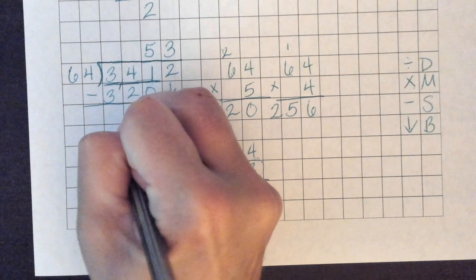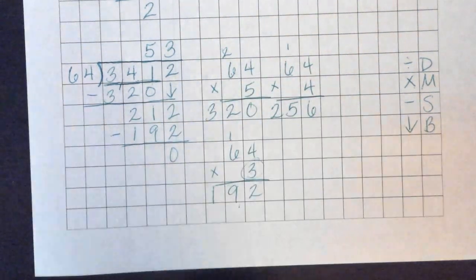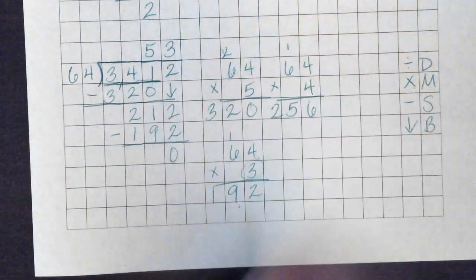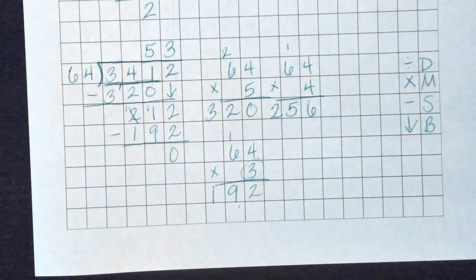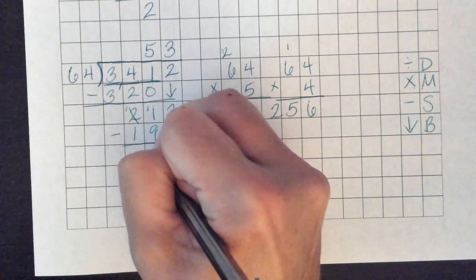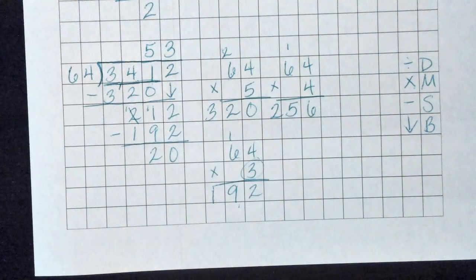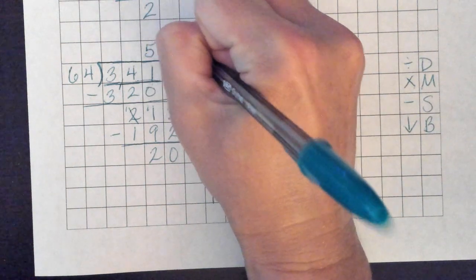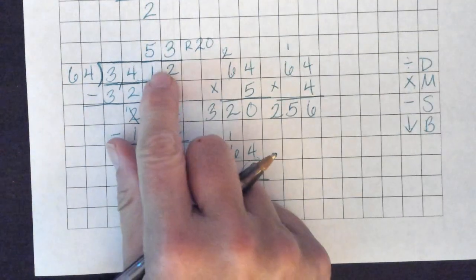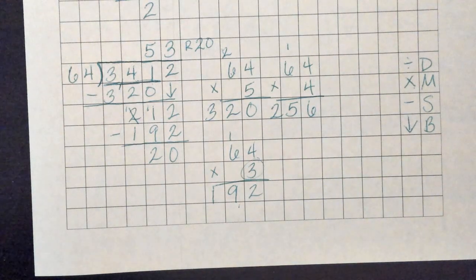Okay, and now I subtract. 2 minus 2 is 0. 1 minus 9 I can't do. So I'm going to borrow. 11 minus 9 is 2. 64 won't fit into 20, so I have a remainder. So my answer is 53, remainder 20.